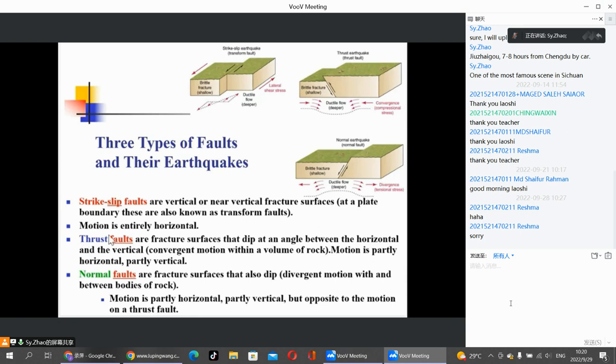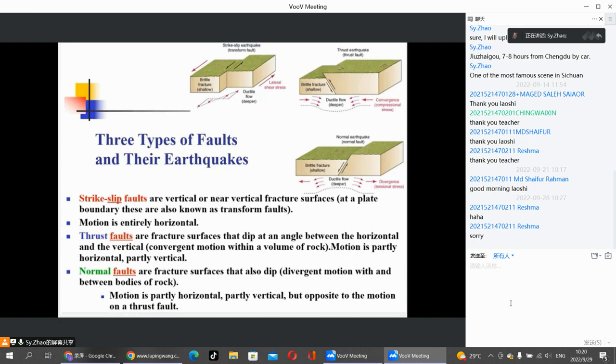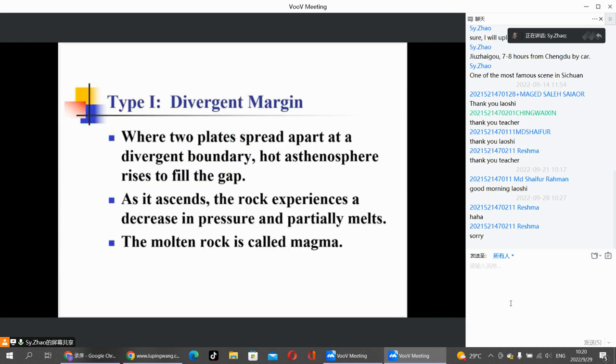You remember the thrust fault: it belongs to the type of reverse fault. When the dip angle of a reverse fault is less than 30 degrees, we call it a thrust fault. And now we are going to talk in detail about the three types.